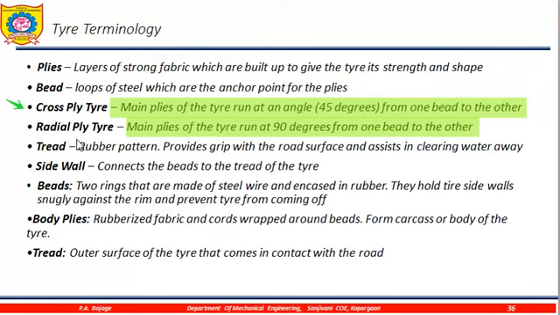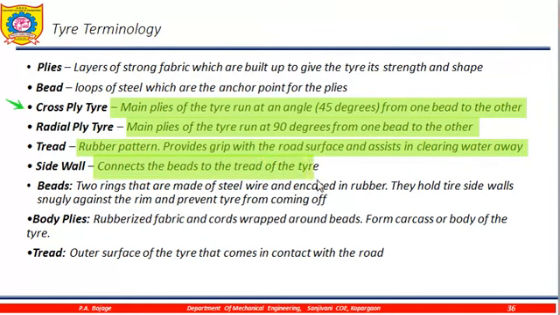What is the tread? Rubber pattern provides grip to the road surface and assists in clearing water away. So it is the outermost part of the tire which is in contact with the road. Side wall. What are the side walls? Connect the beads to the tread of the tire. So side wall, the function is what? It holds the bead and the tread of the tire.